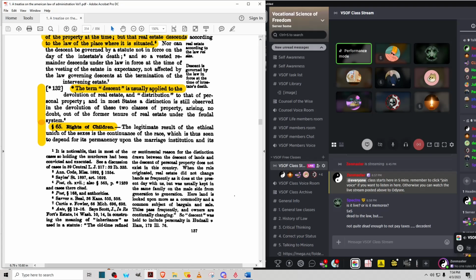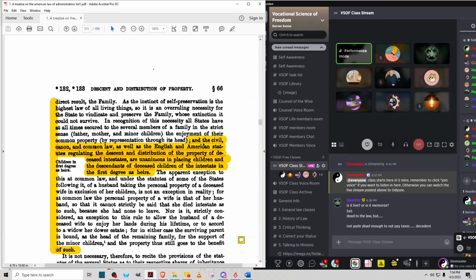Okay. All right. So subsection 65, rights of children. The legitimate result of the ethical union of the sexes is the continuance of the race, which is thus seen to depend for its permanency upon the marriage institution and its direct result, the family. As the instinct of self-preservation is the highest law of all living things, so it is an overruling necessity for the state to vindicate and preserve the family, whose extinction it could not survive.